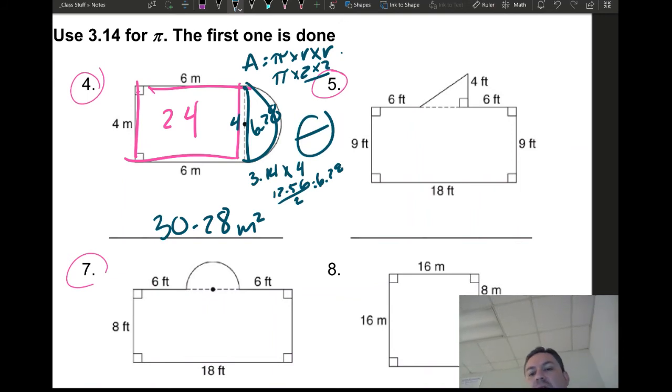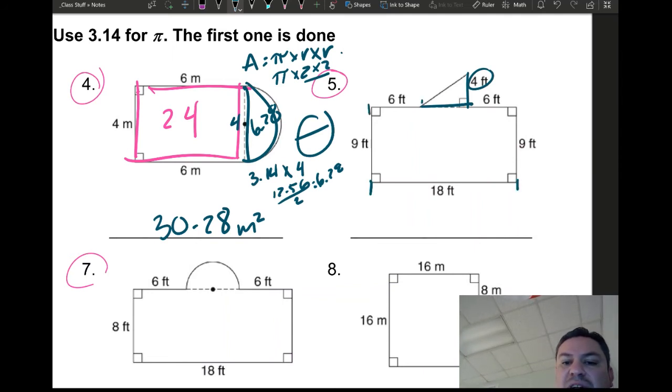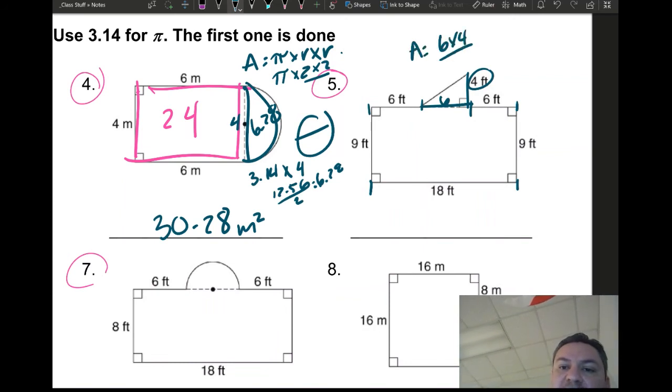Next one, rectangle, triangle. This is the height, is 4. The base, I don't know, but I can find it because from here to here is 18. From here to here is 6. From here to here is 6. That makes 12, so the difference is 6. Area equals 6 times 4 divided by 2. That's for a triangle, which is 12.